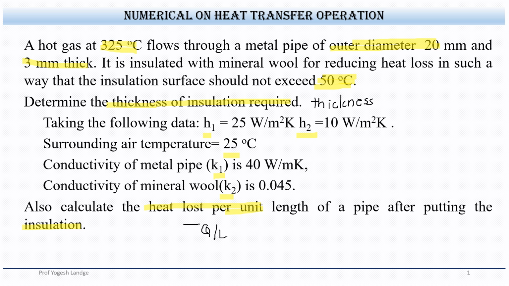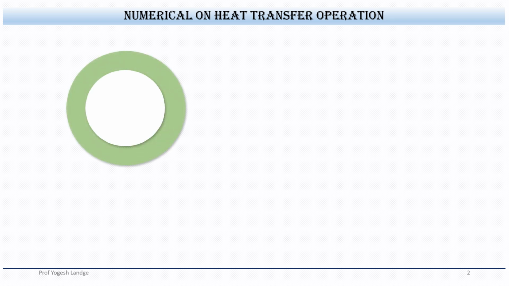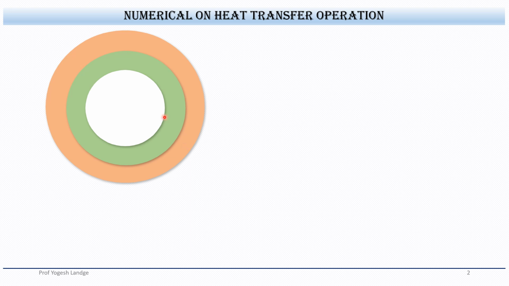Let's see with the help of the diagram how this numerical statement looks. Let's consider a circular pipe with a certain thickness. On this there is an insulating layer, that is the mineral wool, with a certain thickness. We need to calculate the thickness of this insulation. So this is the pipe.